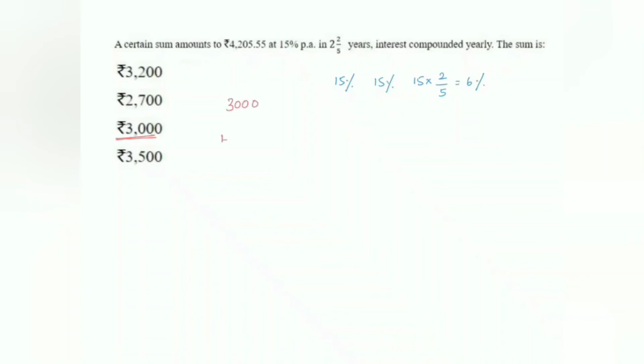First 15% is 450. Next 15% is again 450. You need to find out 15% of the interest also. So 10% is 45, 5% is 22.5, so it is 67.5. Again 6%. 6% of 3000 is 180. 6% of these two 900s, 9 sixes are 54. Therefore I can say it is 54 plus 6% of the 67.5. I can take it as 68 or the nearest value, 70.